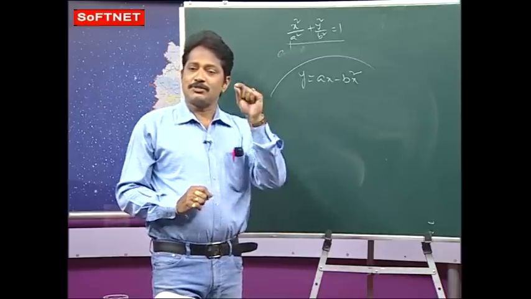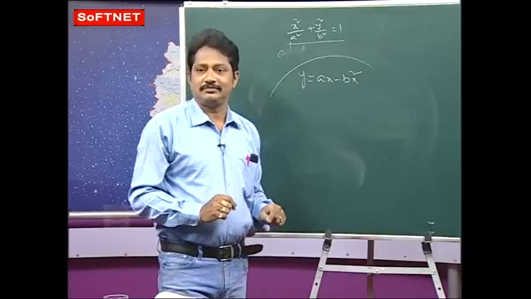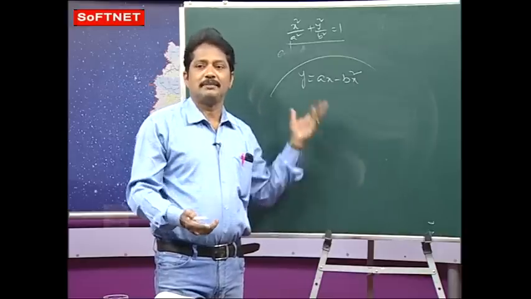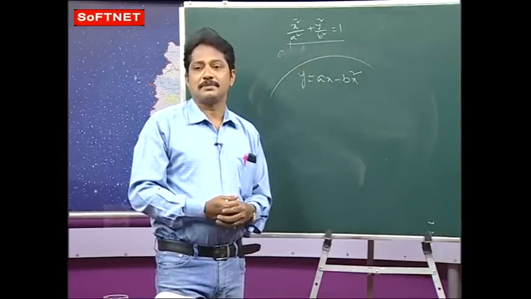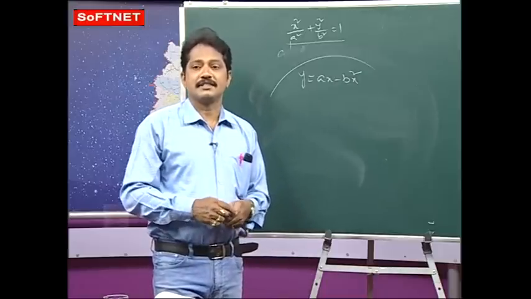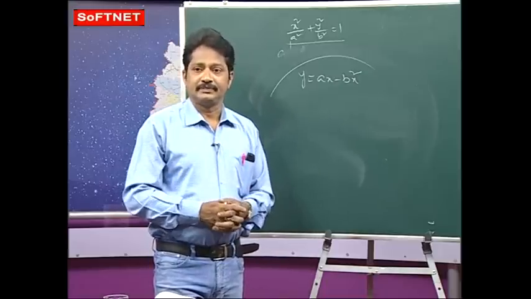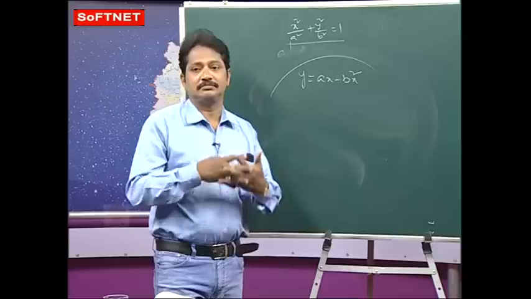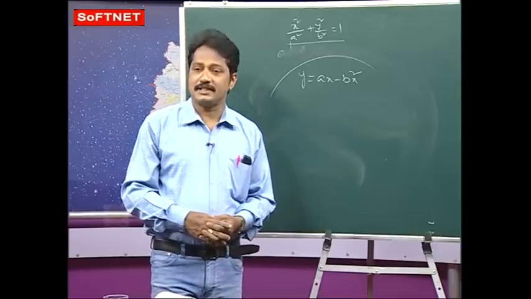Clear? If you want to know the planetary motion, we can apply these properties of the ellipse, correct? So mathematics is directly connected with physics. It is a direct connection. So if you are good in mathematics, relatively you are good in physics.